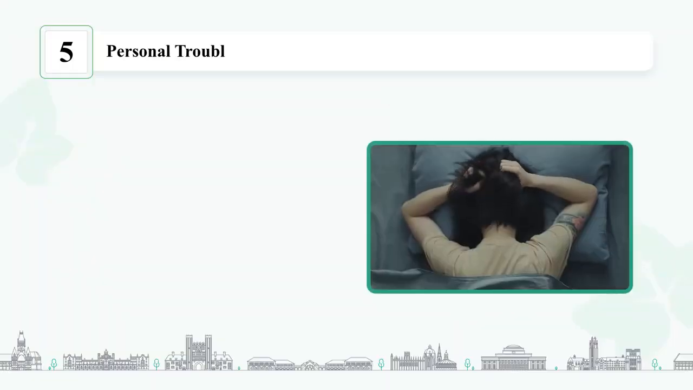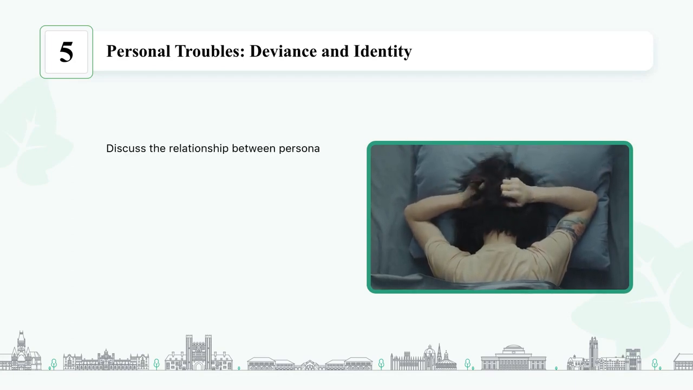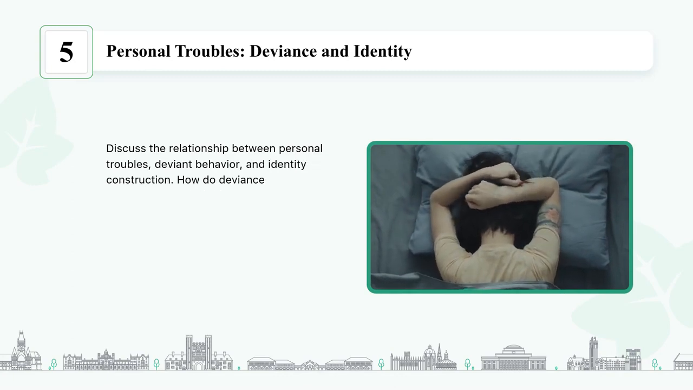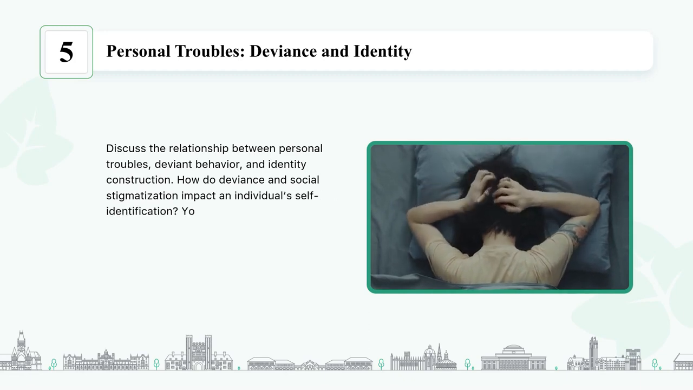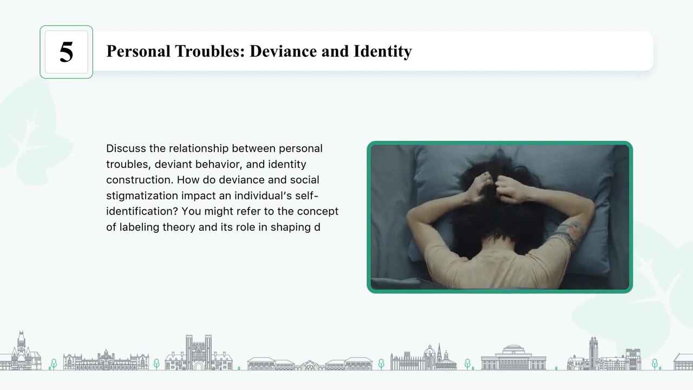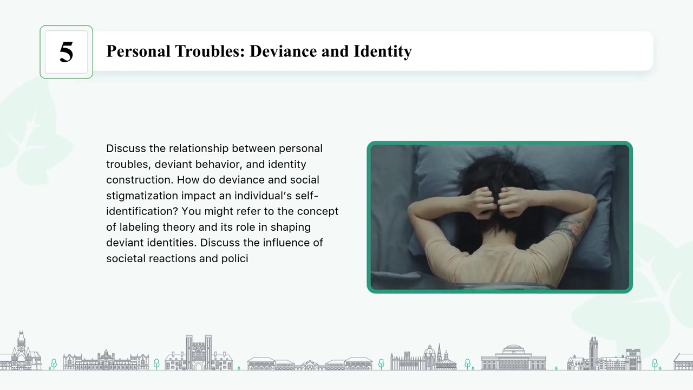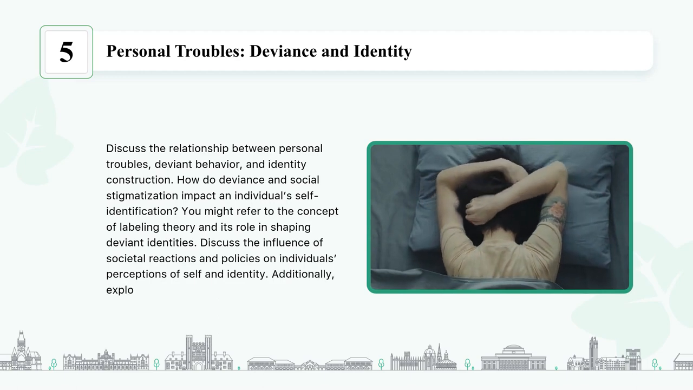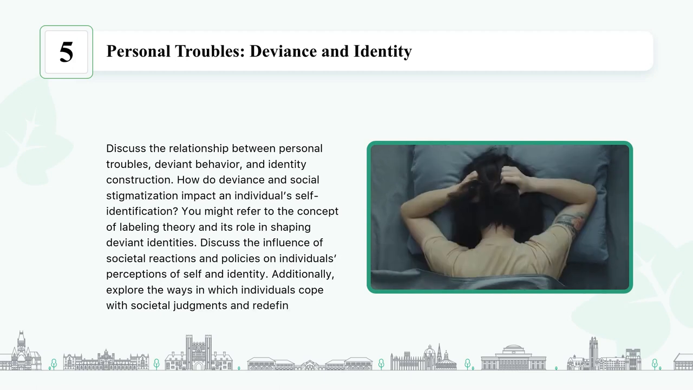Personal troubles, deviance, and identity. Discuss the relationship between personal troubles, deviant behavior, and identity construction. How do deviance and social stigmatization impact an individual's self-identification? You might refer to the concept of labeling theory and its role in shaping deviant identities. Discuss the influence of societal reactions and policies on individuals' perceptions of self and identity. Additionally, explore the ways in which individuals cope with societal judgments and redefine their self-perception.